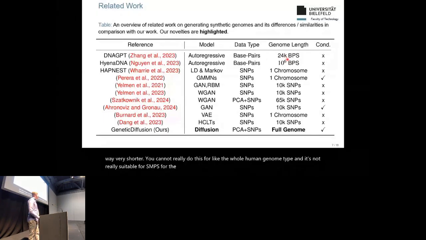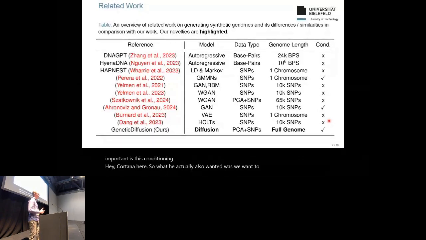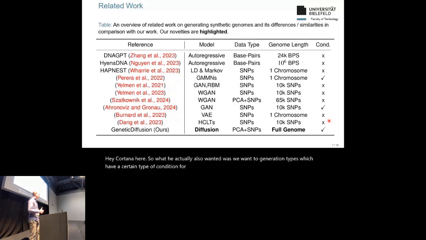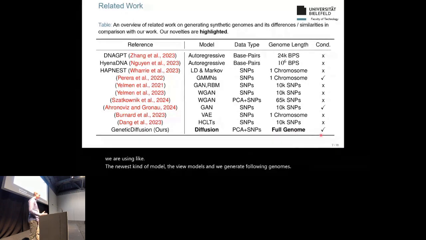What we also wanted was to generate genotypes which have a certain type of condition, for example, a certain type of disease, or which are from a certain specific global region. If you want to be able to do this, with diffusion models it is basically baked in. This capability is quite nice. So that was the selling point of this research: we are using the newest kind of model, diffusion models, and we generate full-length genomes which we can condition on basically anything we have training data for.